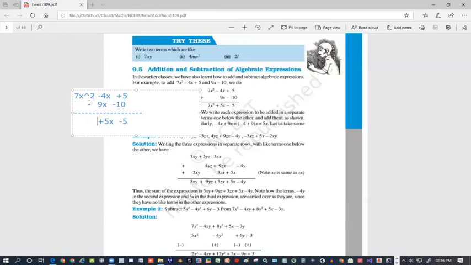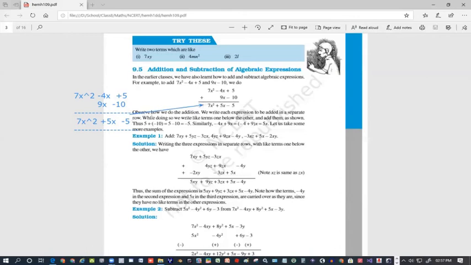And 7x square plus 0, because nothing is there with x square, so we consider it as 0. 0 into anything is 0. So 0x square, and it will come as it is, 7x to the power 2, because nothing is there to be added to it or subtracted from it. So this is the answer. Now match it: 7x square plus 5x minus 5. This is simply the result of these two additions.